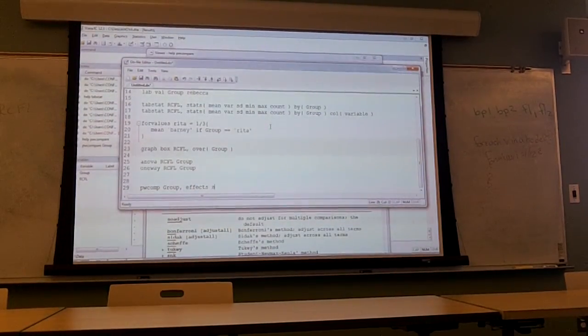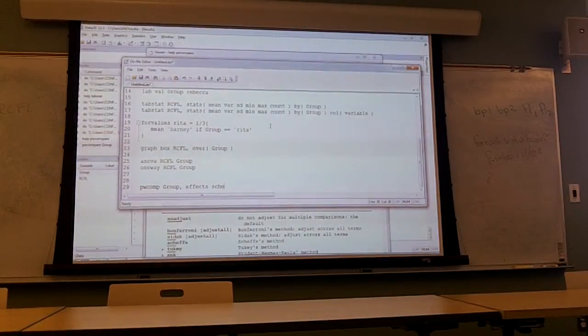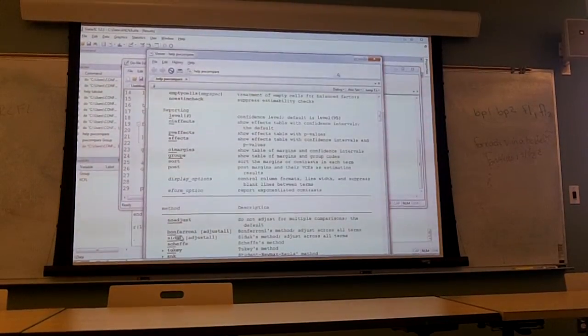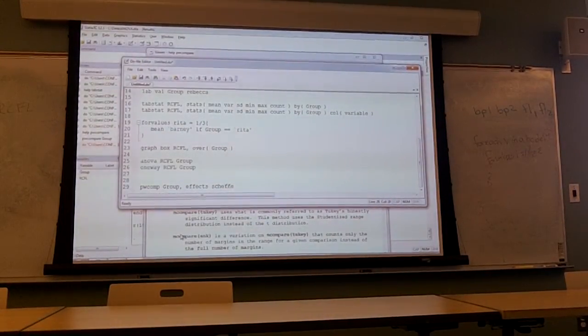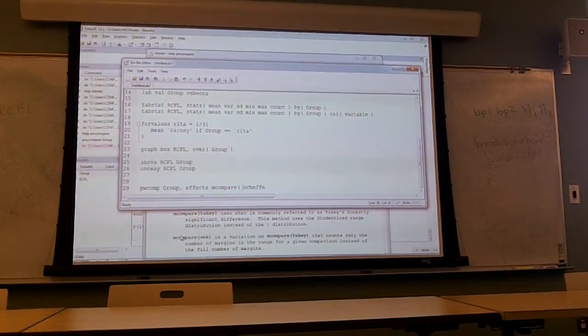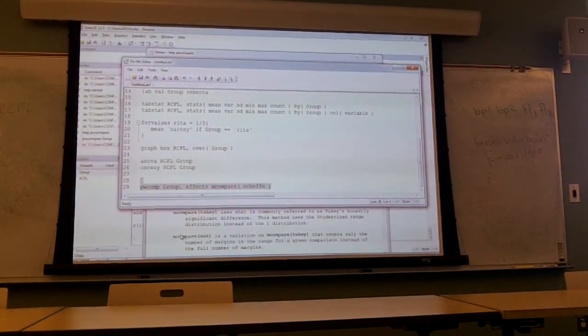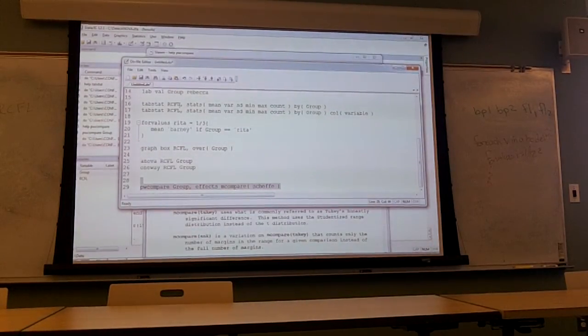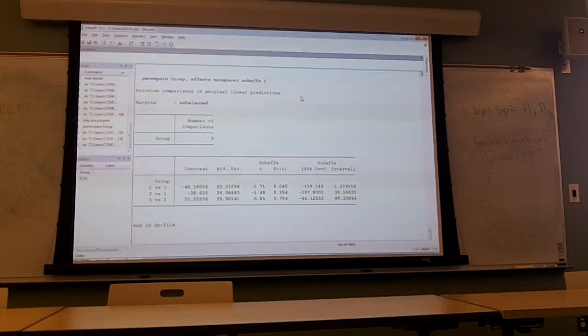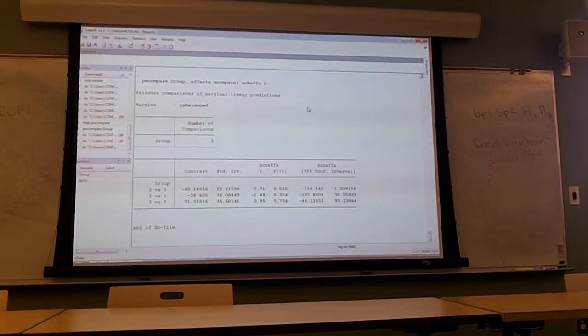Let's use Scheffé's test just because nobody ever uses it. It sounds good, yeah. I program in too many languages, I get confused. pwcompare, or is it just pw? It's something like this. pw doesn't work for me. That's the problem. Oh, I didn't do that yet. There we go.